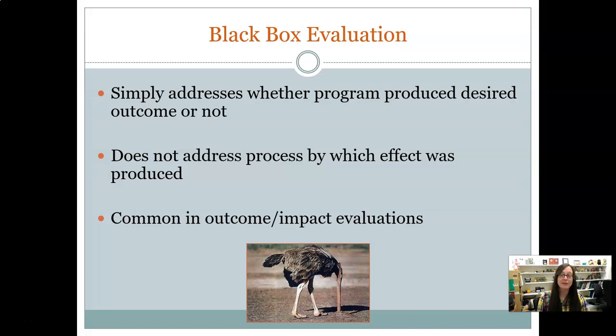Black box evaluation sounds kind of bad, that you don't care why it's working, but often people don't care why it's working. If it's working, great, we're going to keep doing it. That's a big thing for non-researcher people, your typical people that are just putting money into a program or overseeing programs, and they just feel like, let's keep the ones that work, let's not keep the ones that don't work. They don't care why. So that's just very common in our impact evaluations and outcome evaluations.